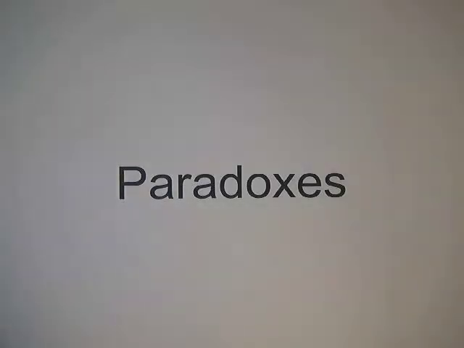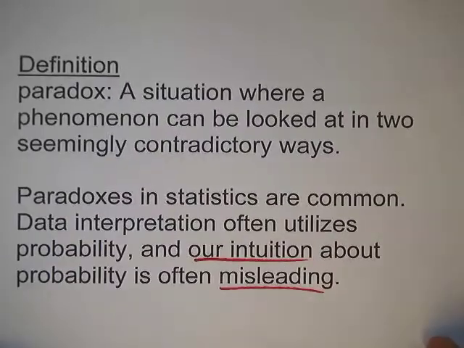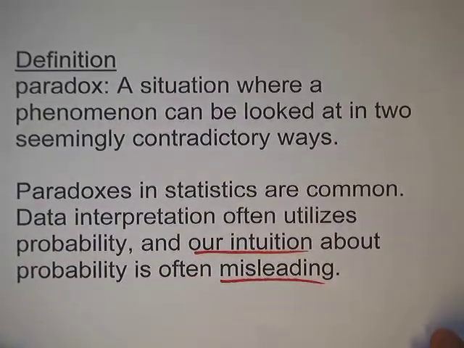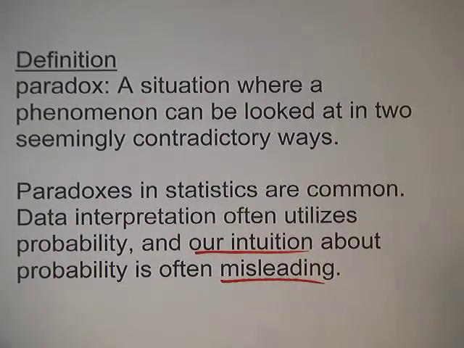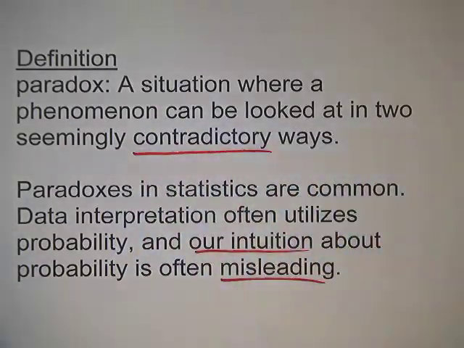Hi, this tutorial covers paradoxes. So let's start with a definition of what a paradox is. A paradox is a situation where a phenomenon can be looked at in two seemingly contradictory ways. Okay, paradoxes in statistics are common.